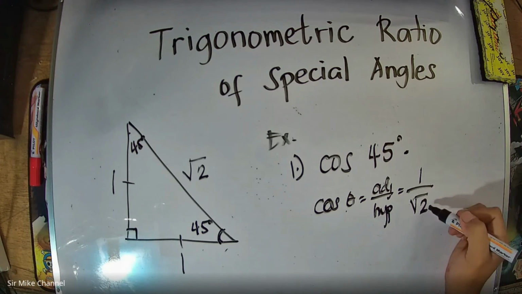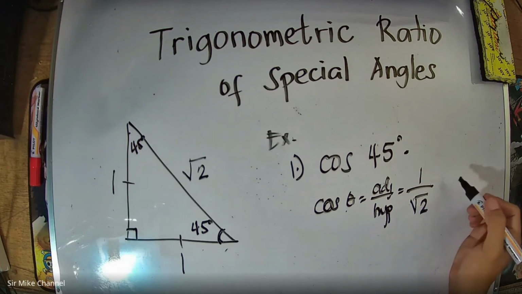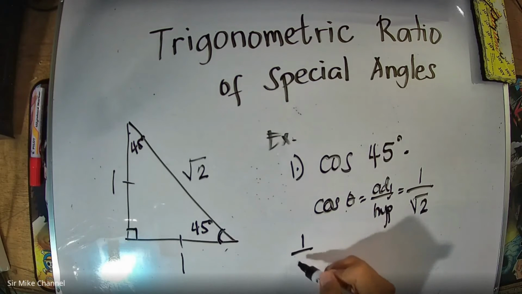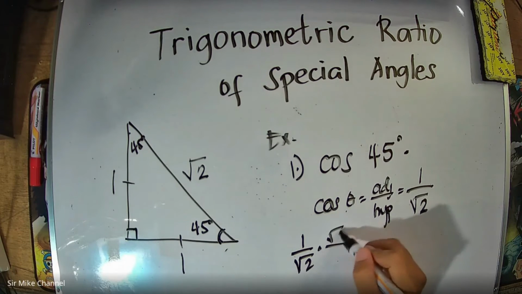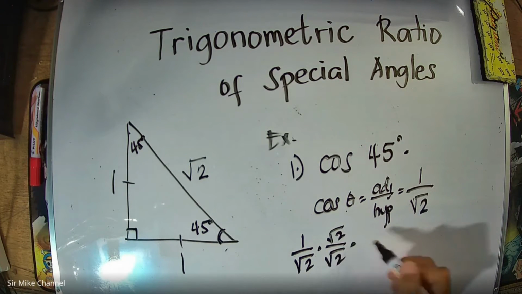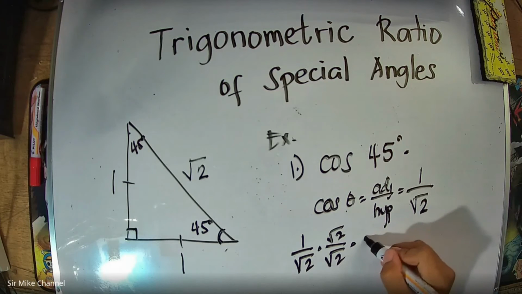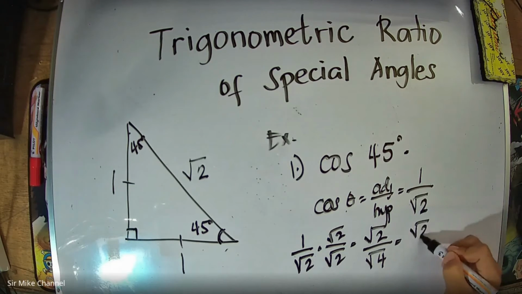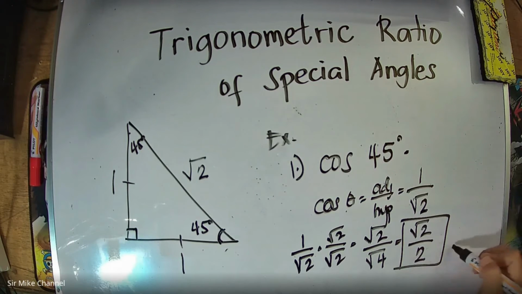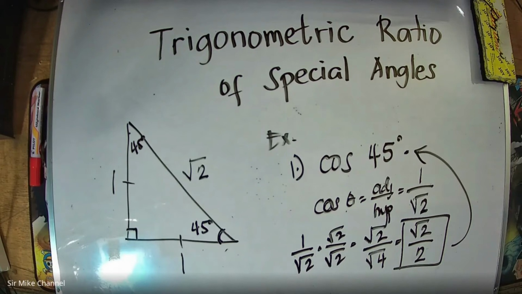So mapapansin nyo, meron tayong radical sign sa baba. So i-rationalize natin yan. So 1 over square root of 2. So para ma-rationalize natin, so multiply natin this one. Square root of 2 times square root of 2. So 1 times square root of 2, meron tayong square root of 2 over square root of 4. And then simplify natin yan. Ang square root of 4 ay 2. So ang equivalent daw ng cosine 45 ay square root of 2 over 2. Okay, so ganun na example natin.